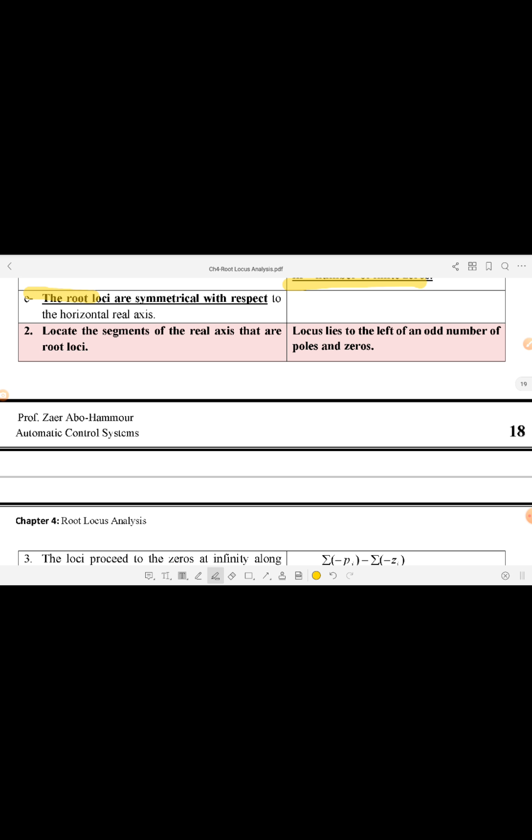After that, it's an important fact that the root locus is symmetrical about the real axis, and we locate it in the second step. All of these we are still in the first step. Now we will switch to the second step of drawing the root locus.